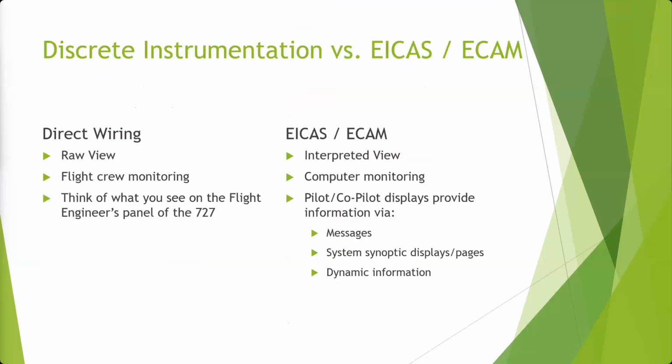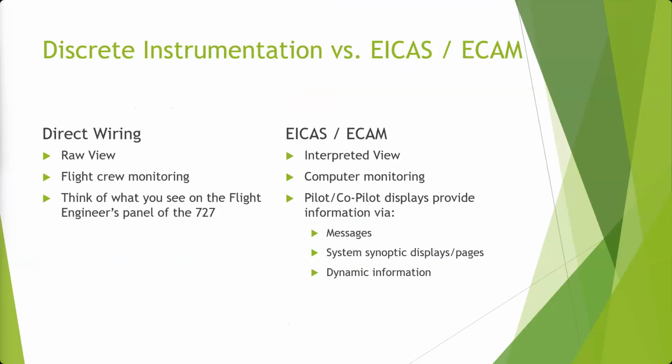So with direct view wiring, when we had everything in there, that's where we saw more raw view. A pressure transducer puts a pressure on the gauge, right? The flight engineer has to look at that gauge, see what the pressure is, and then see if that's correct, right? So flight crew monitoring, think of what you see. Well, the 727 doesn't exist anymore. I can't show you that, but we can go look at the 747 panel. I just can't fire it up.